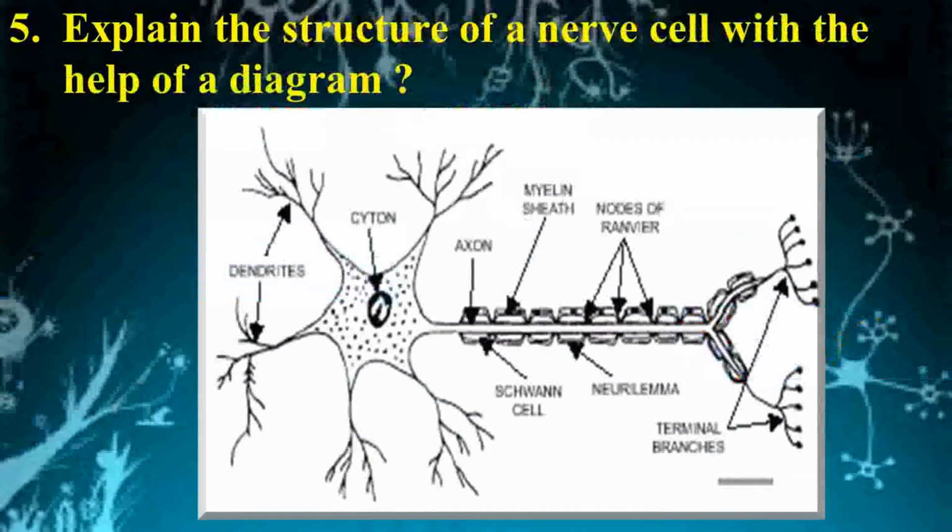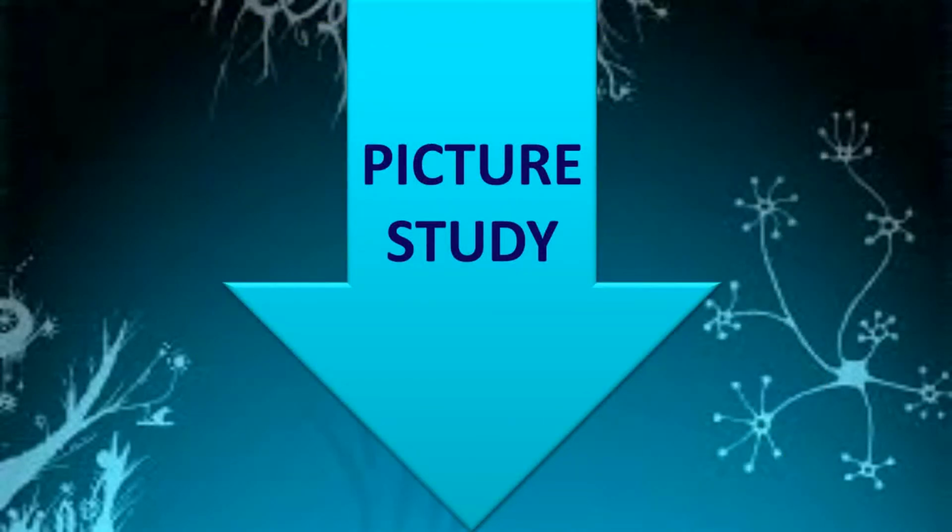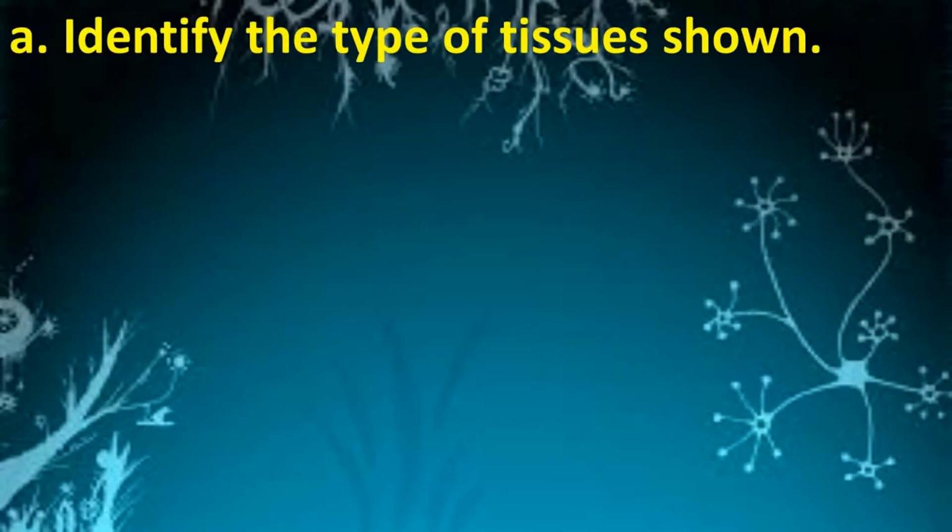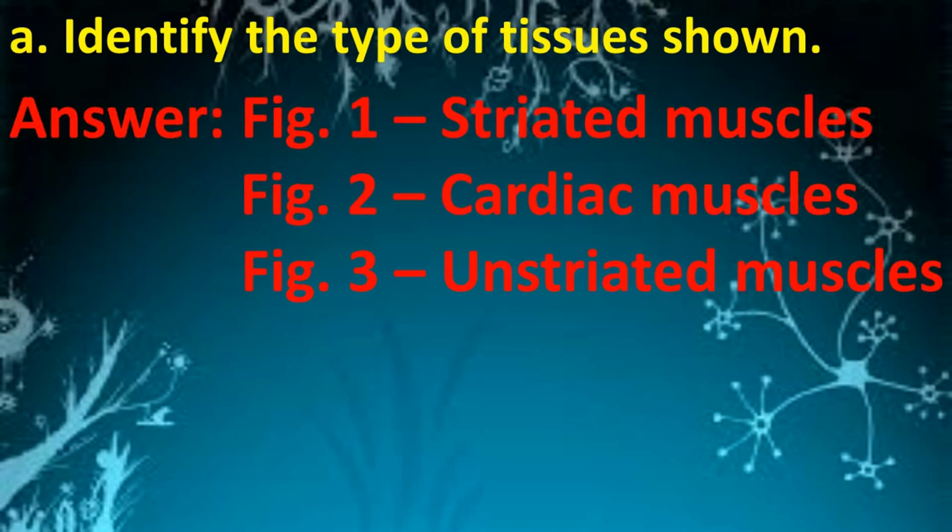Next question. Explain the structure of a nerve cell with the help of a diagram. This is the diagram. Next question. Picture study. Identify the type of tissue shown. Answer is: Figure 1, striated muscles. Figure 2, cardiac muscles. Figure 3, unstriated muscles.